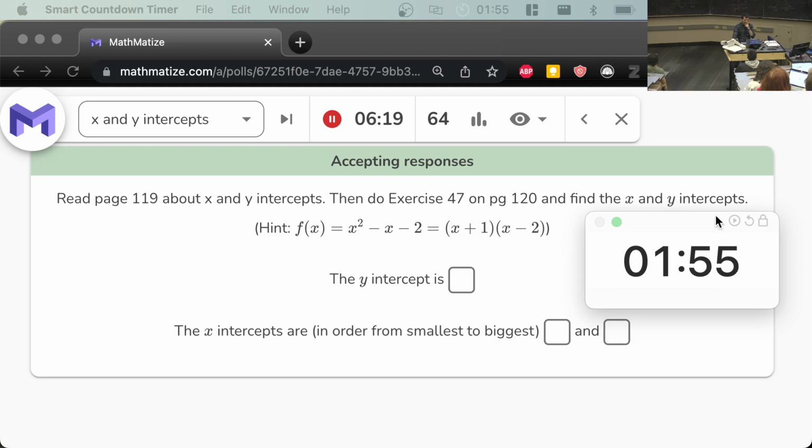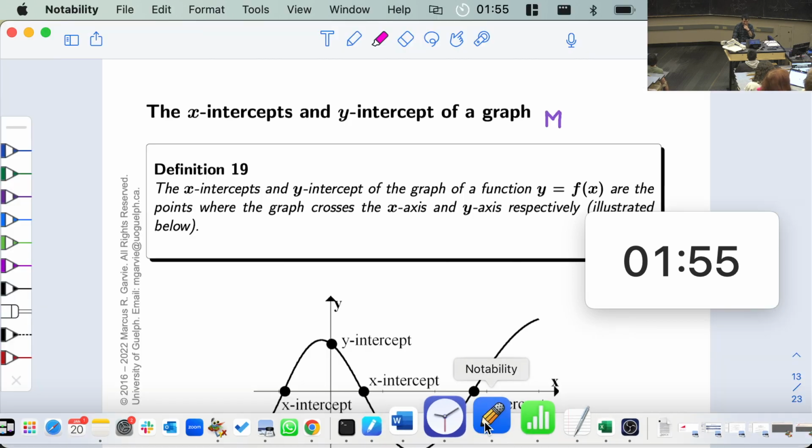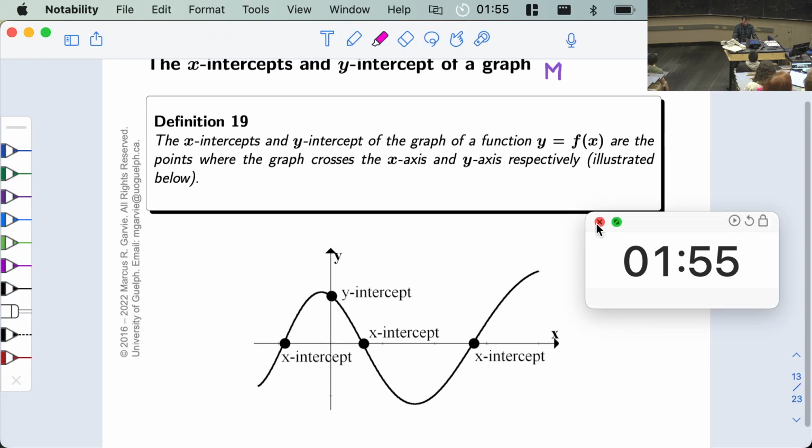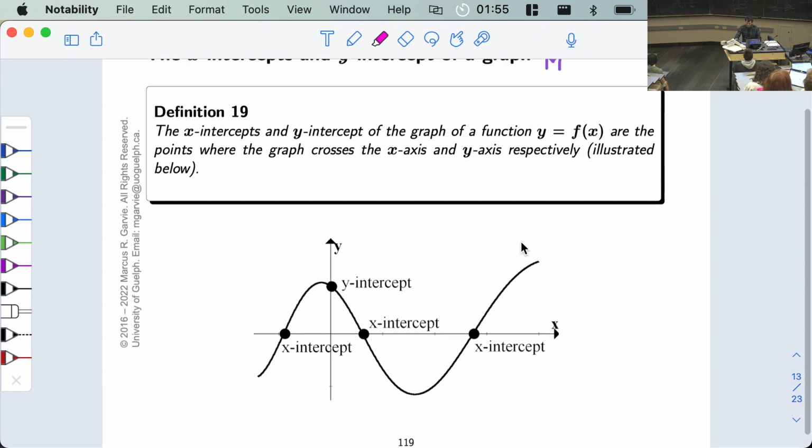Asymptotes, x and y intercepts, which are these things that we're learning about right now. And it looks like this, so let's get rid of this. So x and y intercepts, I think the easiest way to remember what they are is this picture. This is a nice picture definition of the x and the y intercepts. You have some graph. The y-intercept is where it touches the y-axis. And the x-intercepts are where it touches the x-axis. OK, so that's a nice picture definition.